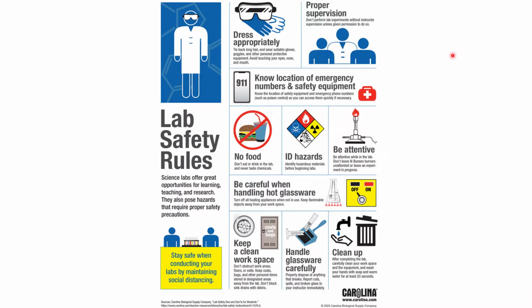Also, proper supervision inside the laboratory. You do not perform any laboratory experiments without your instructor, or if you're a new medical technologist, you do not perform without prior supervision. That means you have to be reoriented to the procedure. Also, know the location of emergency numbers and safety equipment. This means, class, you have to know the location of the showers inside the lab, where the eye washes are, and the fire extinguishers as well.